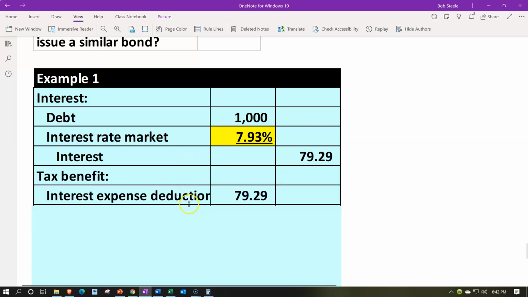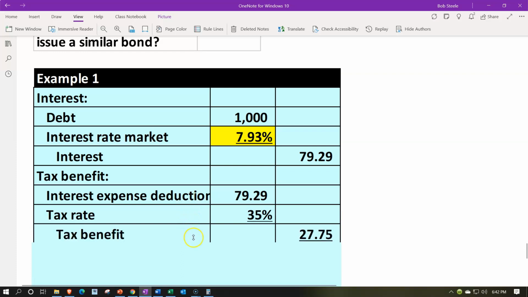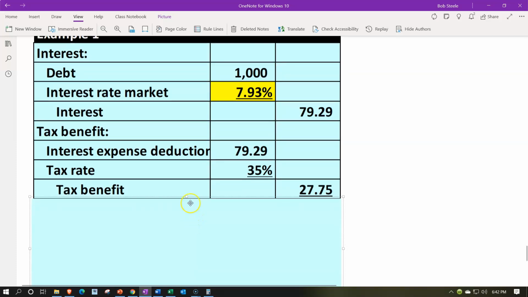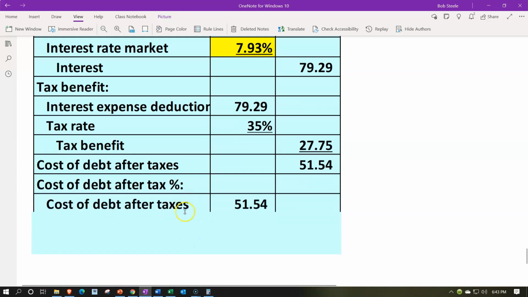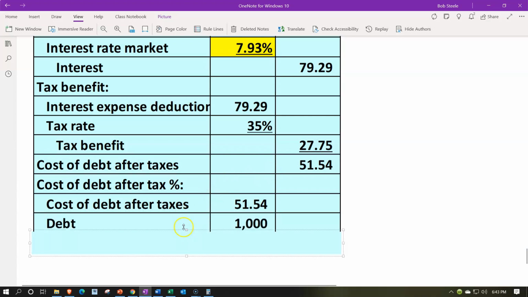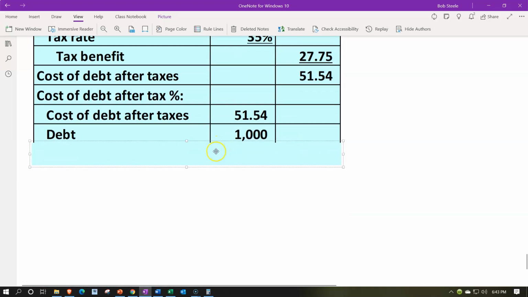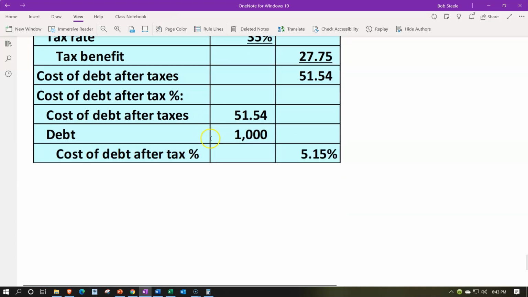Then we can look at the tax benefit. That would be the interest expense, which we're assuming to be 79.29 in general, times the tax rate of 0.35, giving a tax benefit of 27.75. Therefore, the 79.29 minus the 27.75 gives us the 51.54 cost of debt after taxes in dollars. Then we can calculate the percent cost, which would be the cost of debt after taxes in dollars, 51.54, divided by the debt, which is the 1,000, giving us then that 5.15%.